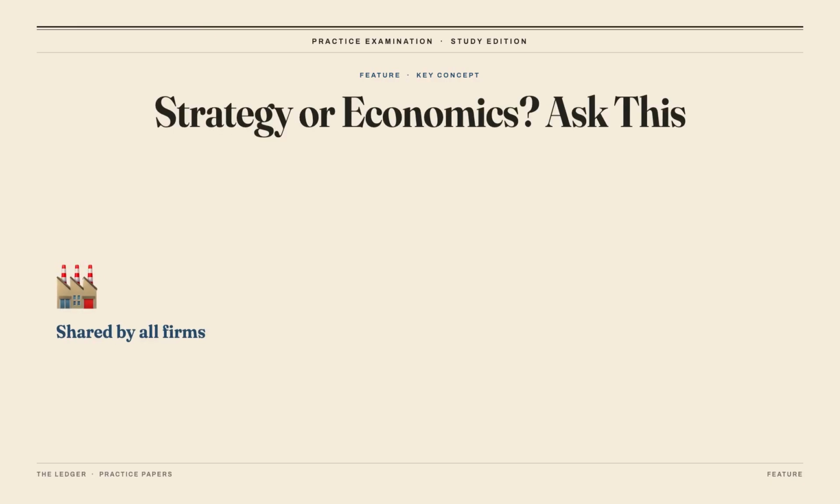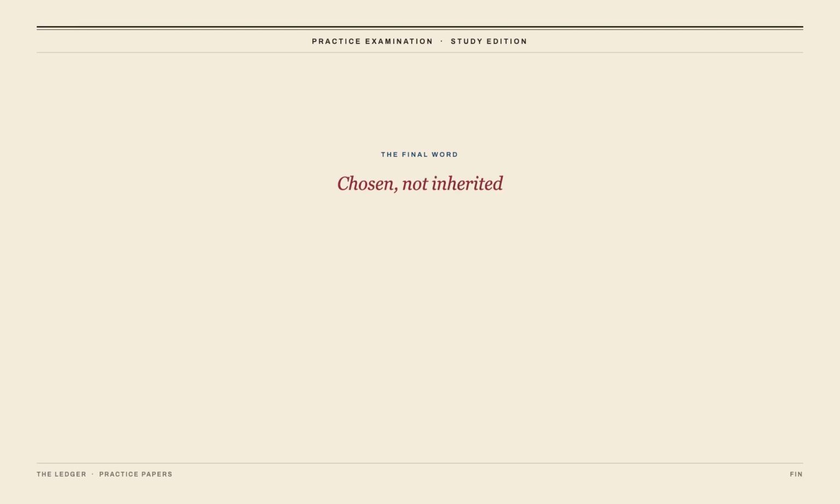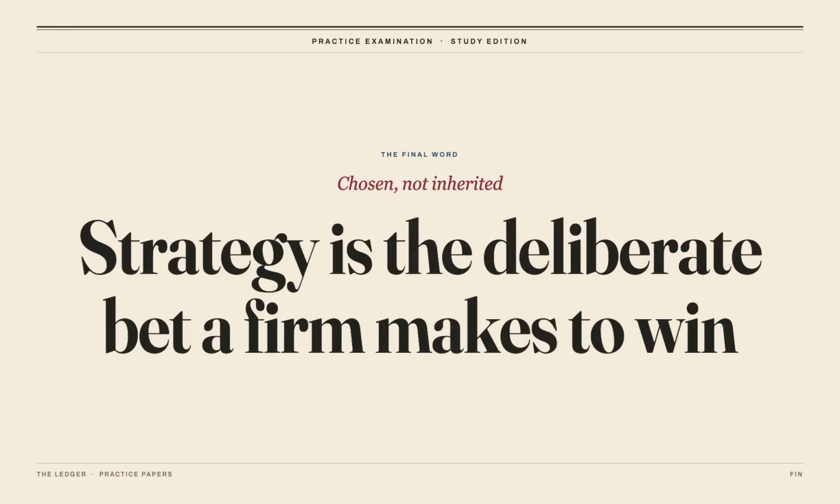Strategy shows up whenever the scenario describes a choice, like deciding to differentiate, acquire a supplier, or enter a new market. To tell it apart from economics, ask whether every firm in the industry shares the trait. If it does, it's economics. If it's peculiar to one company's decision, it's strategy. Skip strategy and divergent outcomes look like random noise. Study it and cause and effect emerge clearly in the numbers.